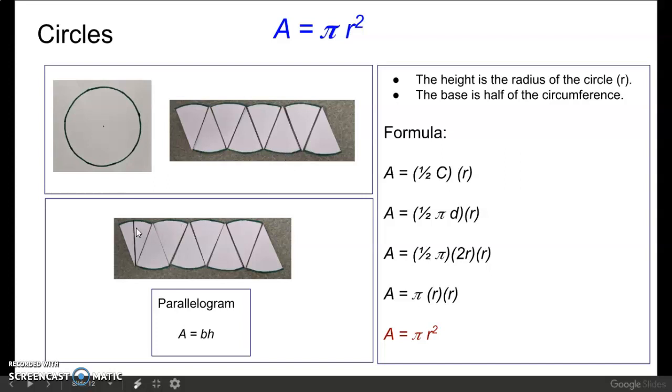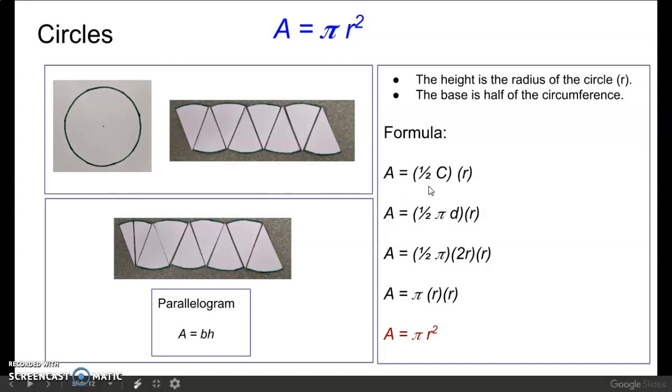All right, so I want you to note that I drew this line in here as a picture of what the height would be. And you can see it's a radius of the circle. We're going to use area is equal to base times height to see how mathematicians figured out the formula for the area of a circle. So we need to remember that the height is the radius of the circle, and the base right here is half of the circumference. It's 4 pieces and 4 pieces on the top, so that would be just half of the circumference.